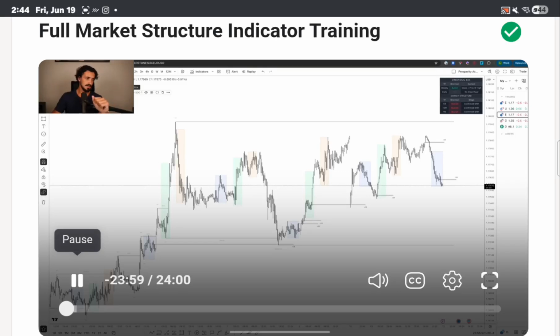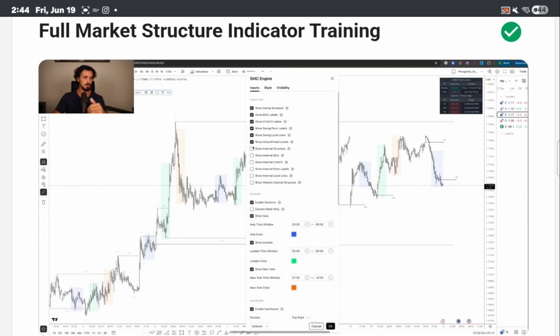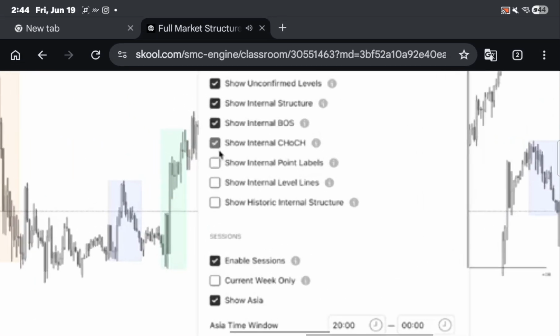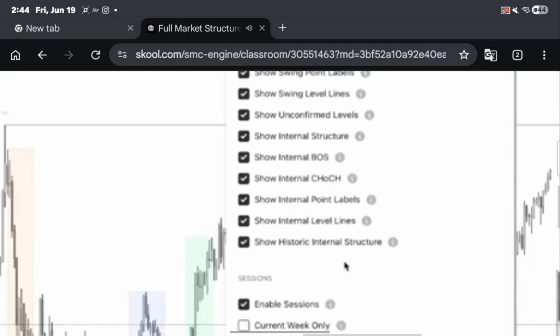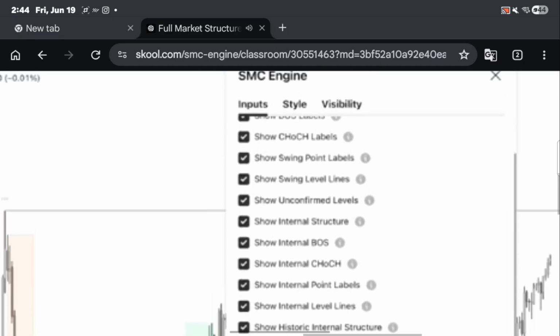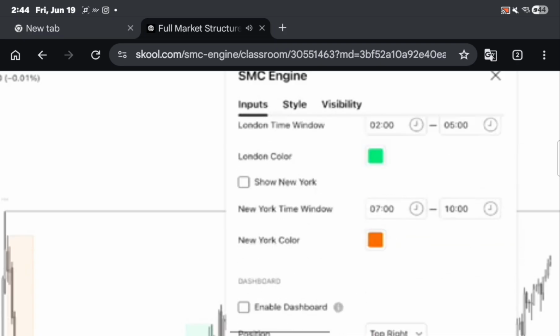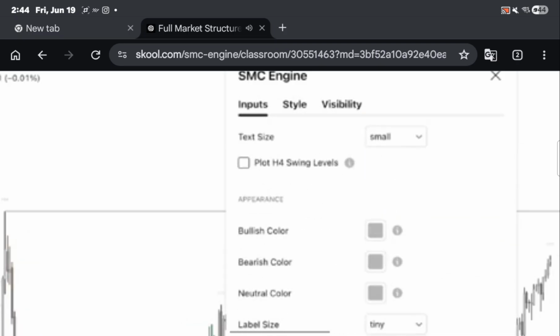Okay, ladies, gents, let's take a look at market structure. So first things first, what I'll do is kind of remove everything that isn't structure. So we'll remove sessions. We'll remove liquidity that's already removed. We'll remove order blocks. We'll remove fair value gaps.